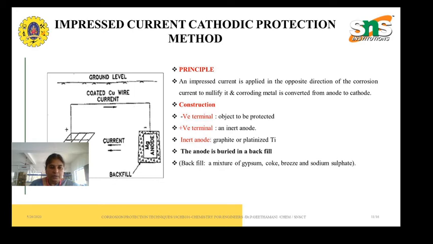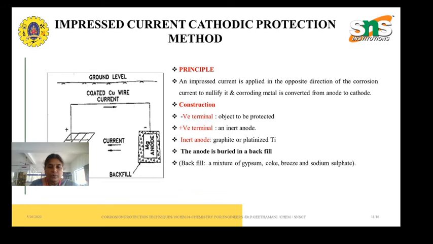The inert anodes used for this purpose are graphite or platinized titanium. Once again, the object to be protected is connected to the negative terminal of the battery, and the positive terminal is connected to an inert electrode. The whole setup, especially the anode, is buried in backfill, which contains a mixture of gypsum, coke breeze and sodium sulfate.